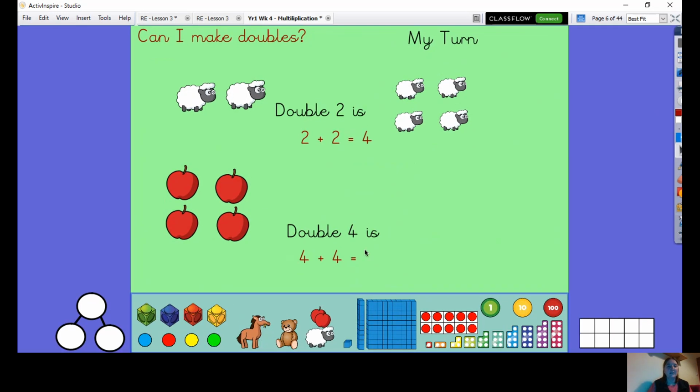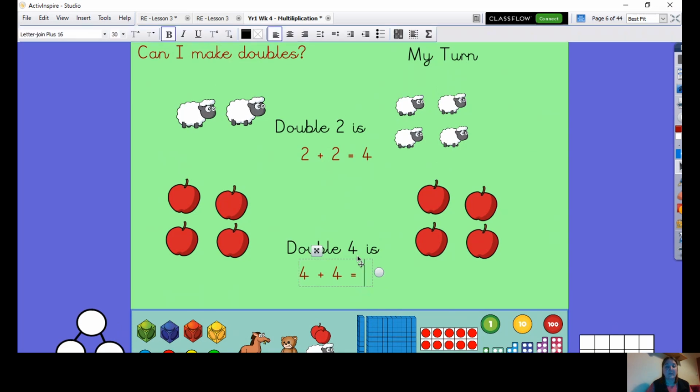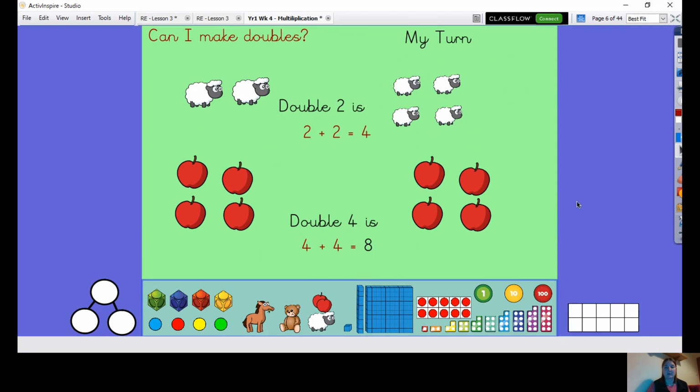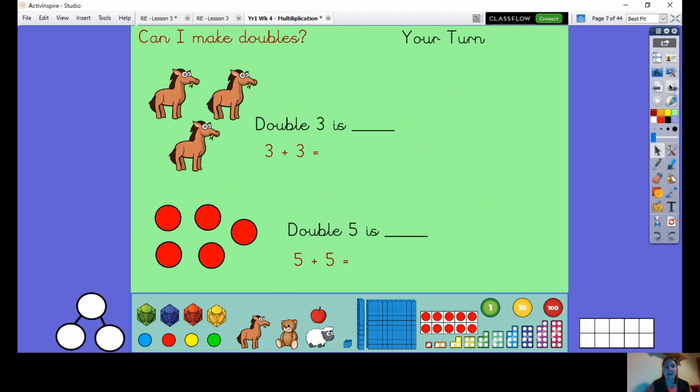So what is double 4? 4 add 4. I'm adding the same number twice. I'm doubling it. So if I've got 4 apples, and then I've got another 4 apples over here, how many have I got in total? 1, 2, 3, 4, 5, 6, 7, 8. So I'm adding the same number twice. I'm doubling it. Okay, so you have a little go at this, your turn.